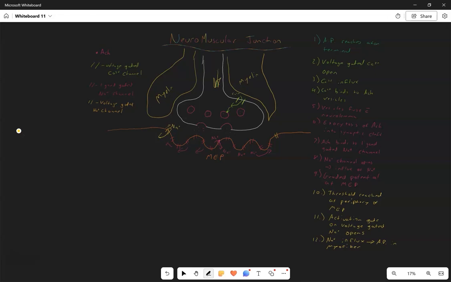Acetylcholine will bind to ligand-gated sodium channels on the motor end plate, which will cause them to open up, allowing sodium to influx into the myofiber or the muscle cell. That will create a graded potential, and threshold will be reached at the periphery of the motor end plate, activating the voltage-gated sodium channels, which will cause the activation gate on the voltage-gated sodium channels to open up. This allows sodium to influx into the cell. We get this major influx of sodium into the cell, and that generates an action potential in the myofiber at the periphery of the motor end plate. So those are the events at the neuromuscular junction.